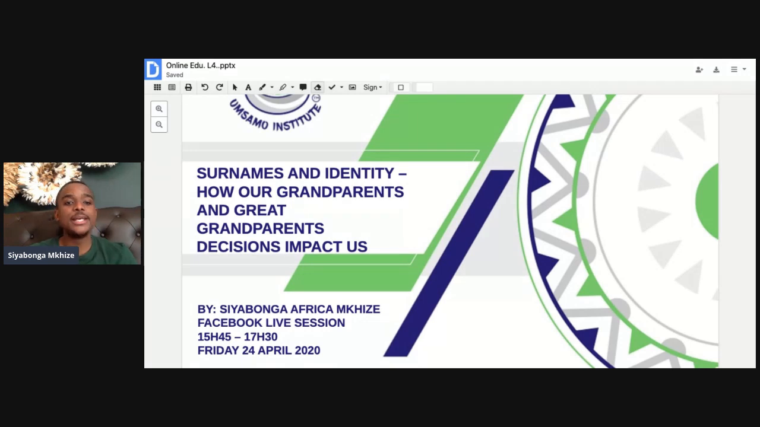Umsamo Foundation. So today we're going to be carrying on from lesson 2, and we're going to be focusing on how do we correct the mistakes or even identify them if they occurred within our grandparents' or our great-grandparents' generation. So this is part 2, which we'll be focusing on scenario 3 as well as scenario 4. So scenario C and D, which is great-grandparents and grandparents.